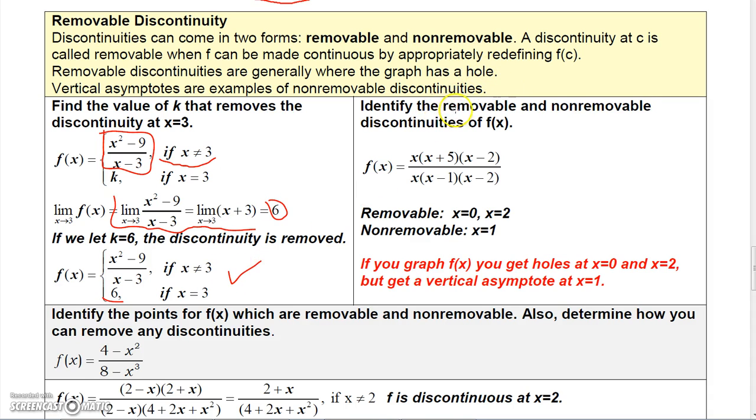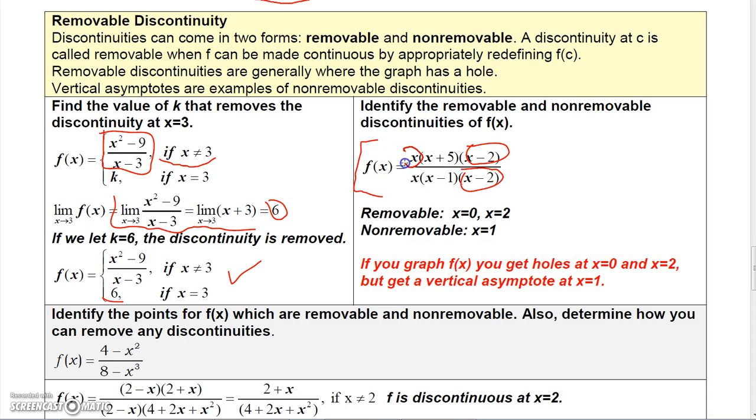Okay, now you can't always remove the discontinuity. Generally, when you're given a function like this, you can remove a hole, but you can't remove a vertical asymptote. So if you look at this, you see here how you have a common factor of x minus 2 here and x minus 2 here. Well, that tells me we get a hole at x equals 2. So we could actually remove the hole at x equals 2, and I'll show you how we can do that in just a minute. But x equals 2 would be removable.